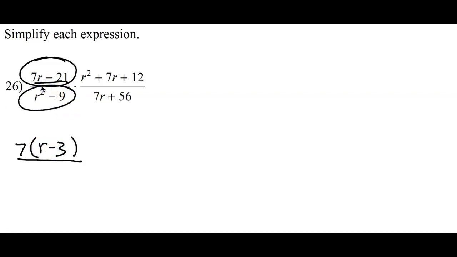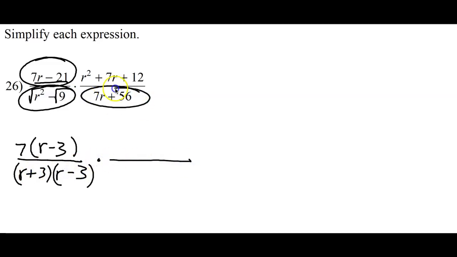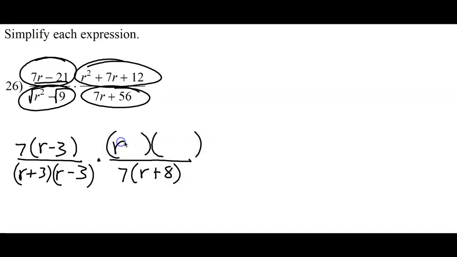This one down here on the bottom, however, that is a difference of squares. There's no GCF, so we could factor that one. The square root of r squared is r. Square root of 9 is 3. Bring down our multiplication symbol. Here we've got another GCF. We could take a 7 out. Here we've got a box method. All right, so step 1 is once again to just factor everything you possibly can.